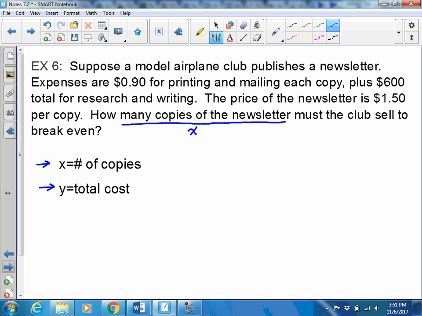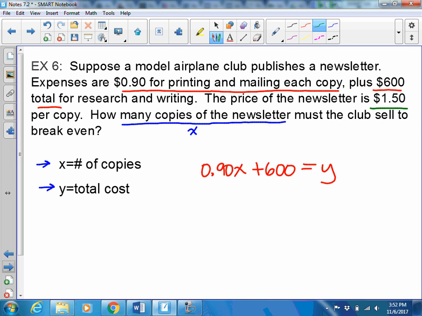So my first equation, I'm going to start with 90 cents for printing and mailing each copy. So I can write that as 90 cents for each copy. So I'm going to call that 0.90x. And then plus 600 total for research and writing. So I need to add in 600. That's going to give me the total cost. So I'm just going to set that equal to y. My second equation would be the price of the newsletter is $1.50 per copy. So the total price, so $1.50 per copy is also equal to the total cost.